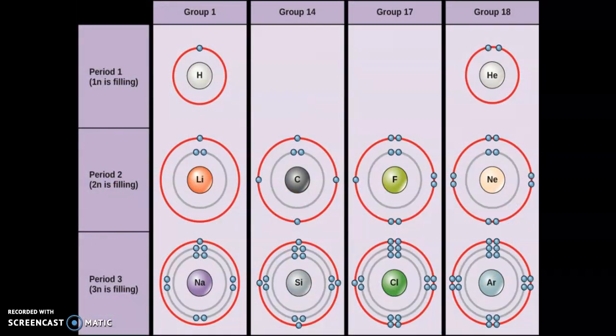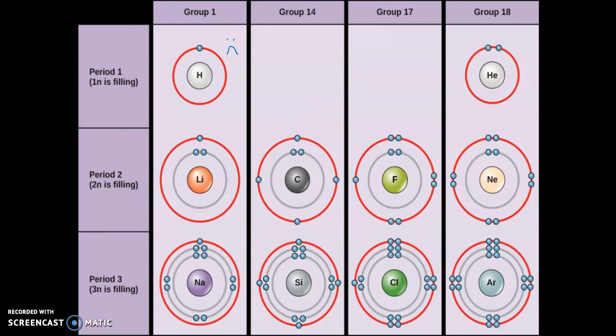Here's another great diagram to show you, using both groups and periods. Hydrogen is in group 1, period 1. The atomic number of hydrogen is just 1, so it has just 1 electron, as you can see. This would be unhappy. You would say hydrogen is unhappy or unstable because it's missing 1 electron. It wants a second electron in its first and only energy level.